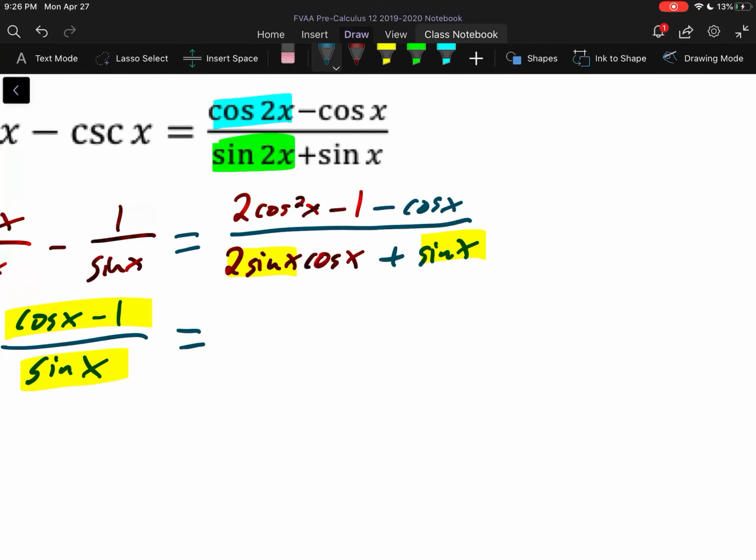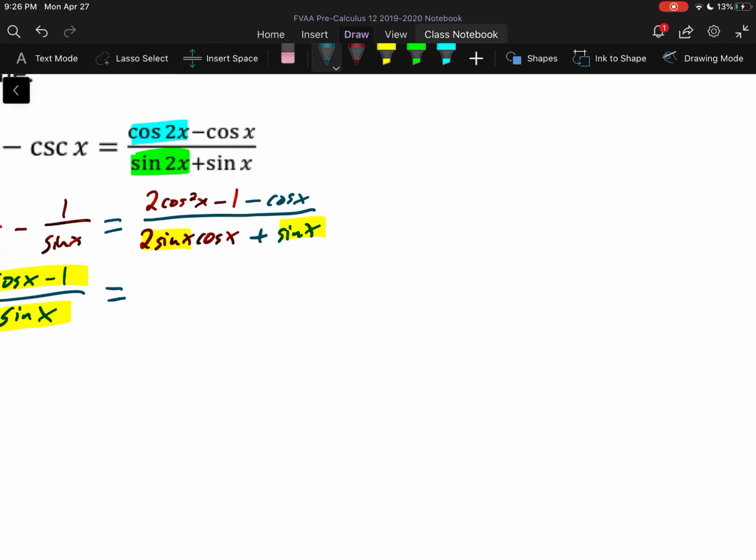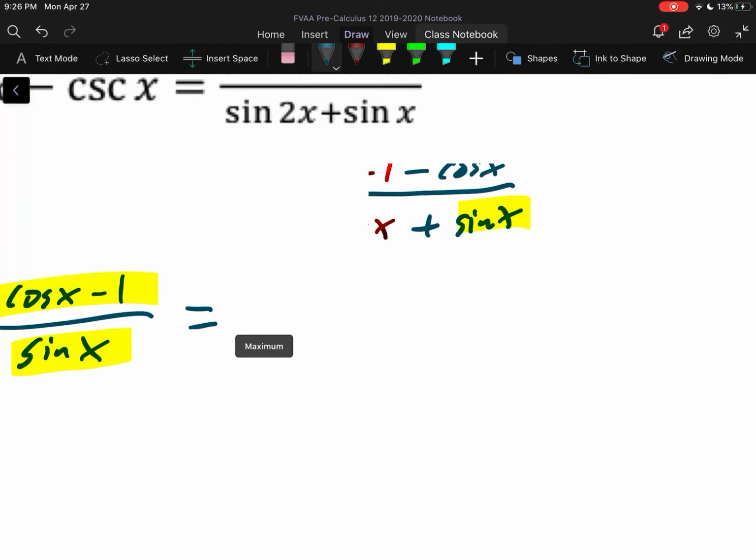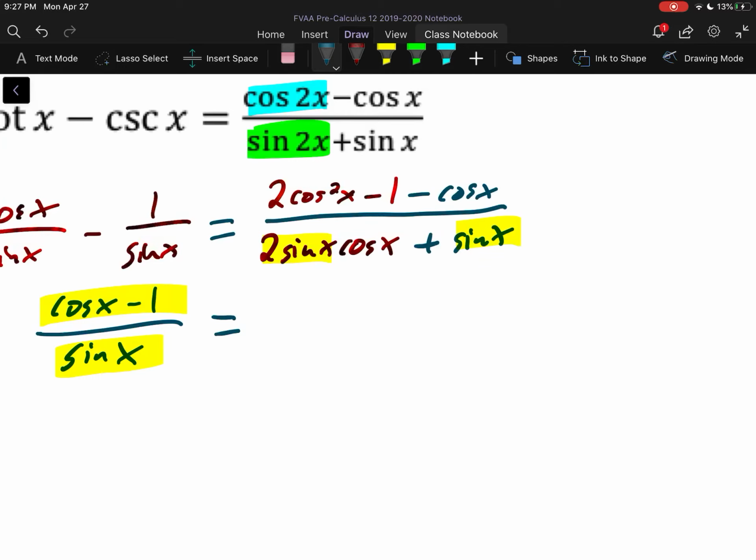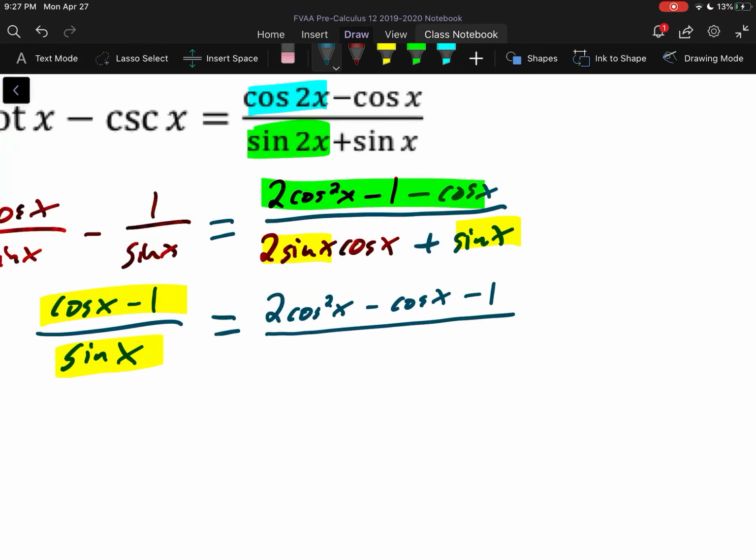Now, you'll notice here what you end up with. Let me rearrange this. Actually, let's do that in the next step. I'm going to rearrange the numerator by degree, so I end up with 2 cos squared x minus cos x minus 1. And on the bottom, it looks like I can factor out that sine x, so I'm going to get sine x, and then I'm left with 2 cos x plus 1.